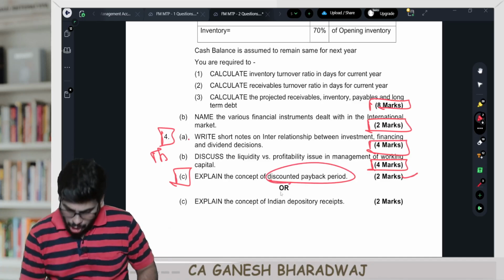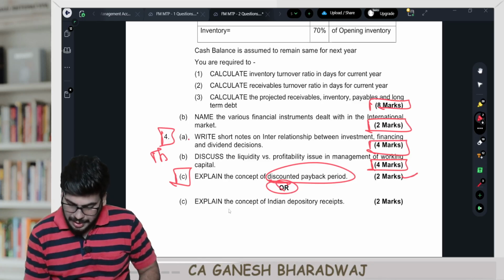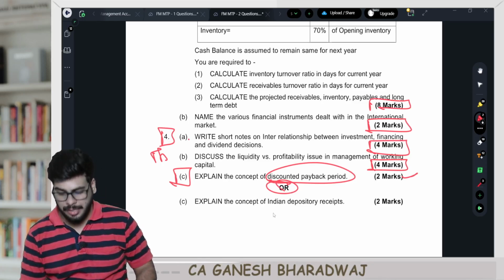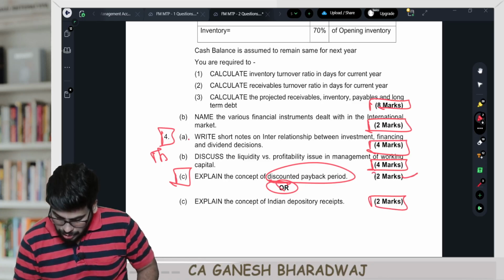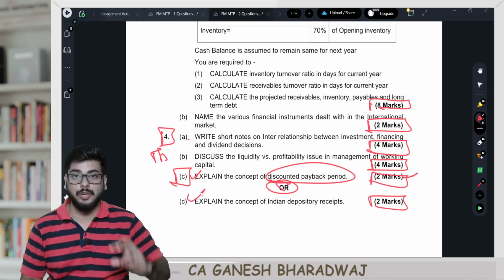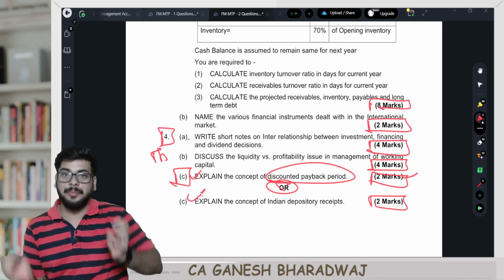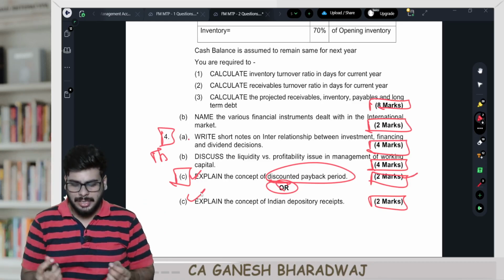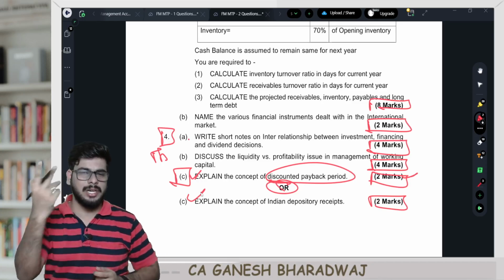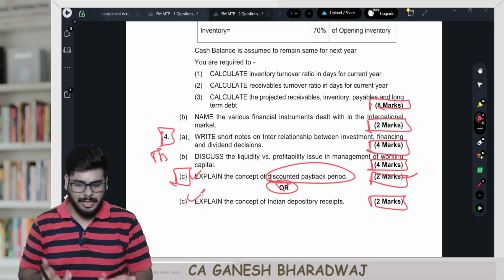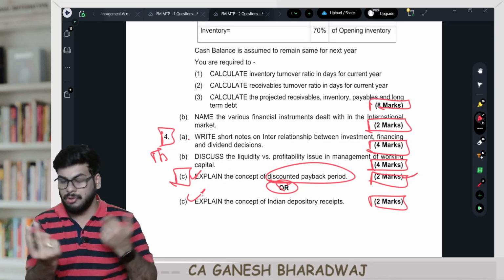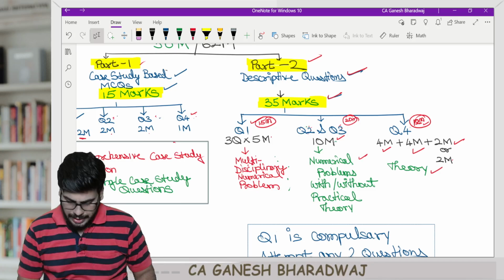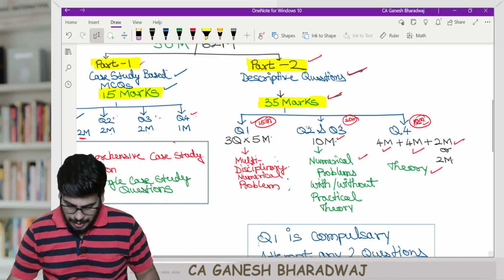If you want, you can write this. Sir, I don't know? Not a problem. Or you can write this. Explain the concept of Indian depository receipt. There is another 2-mark question here. So there is an internal choice between the 2-mark theory components in question number 4. Clear with this, guys? So if you attempt the theory component, there is one little advantage, if you want to call it an advantage, yes, the 2-mark component alone, you have an internal choice. Clear with this, guys?